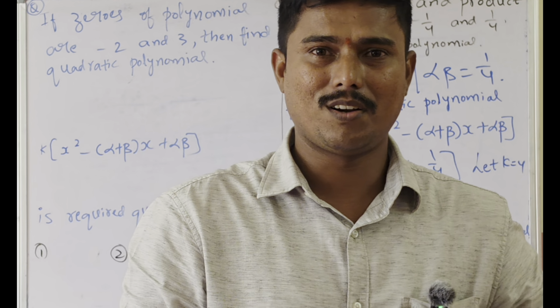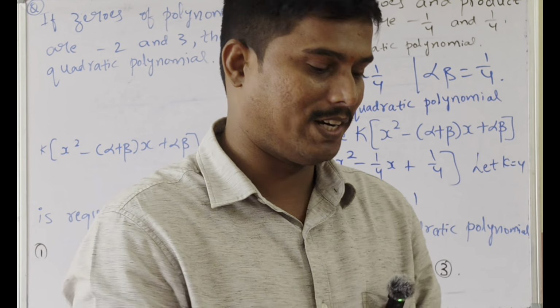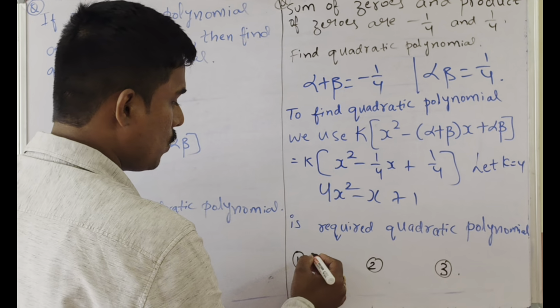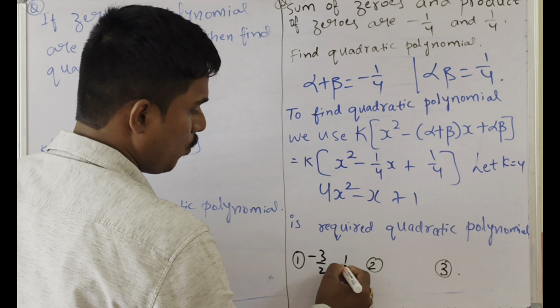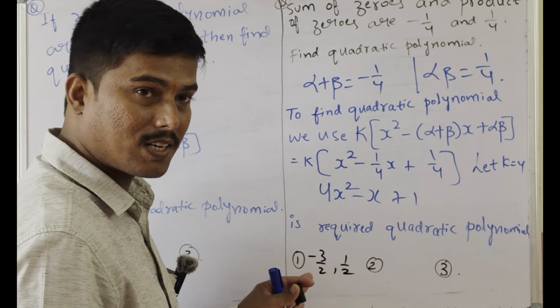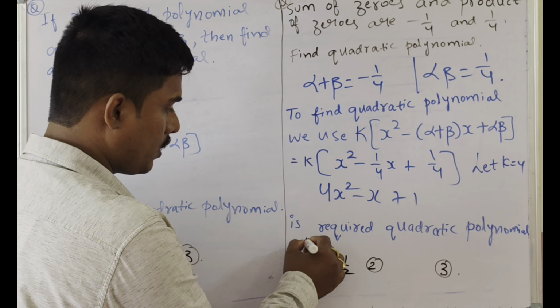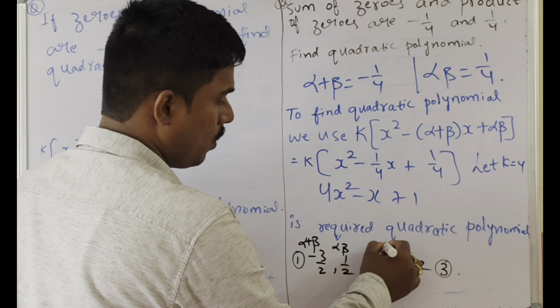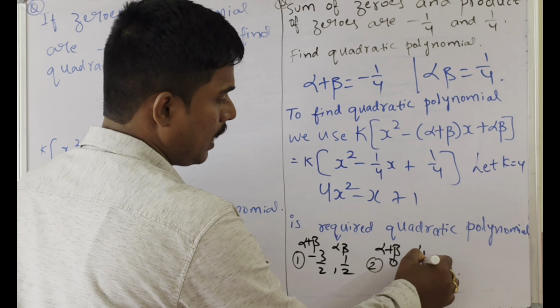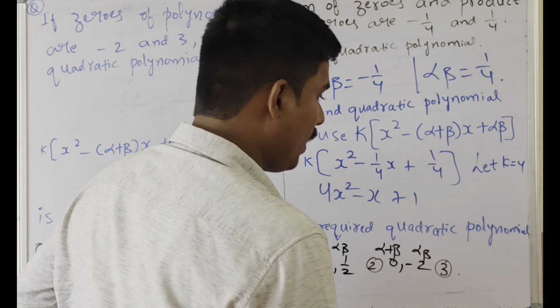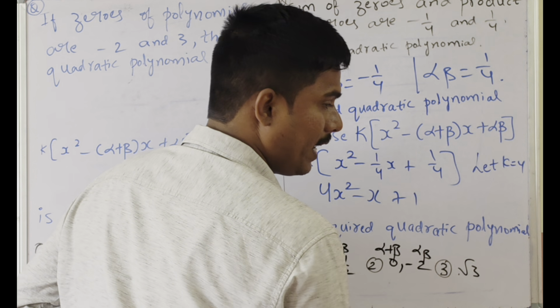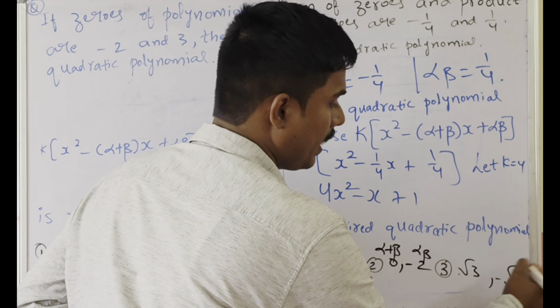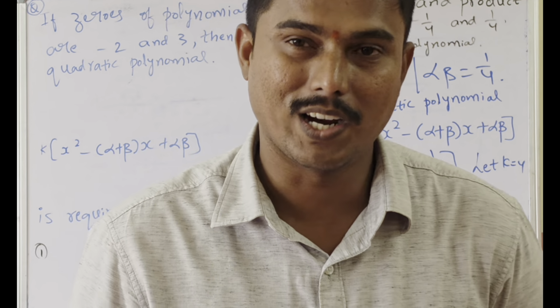Sir, you solved it, we understood. What about the questions? Very good. Minus 3 by 2, 1 by 2. Can you solve? What is minus 3 by 2? Sum of zeros, alpha plus beta, and this is alpha beta. Now what if it is 0 comma minus 2? This is alpha plus beta, this is alpha beta. Are any more values possible? Yes, root 3 you take and minus root 3 you take. Check it out. Try it as homework.